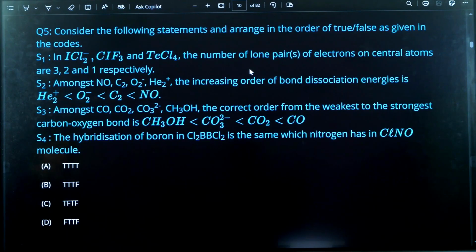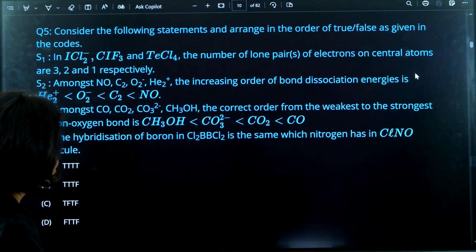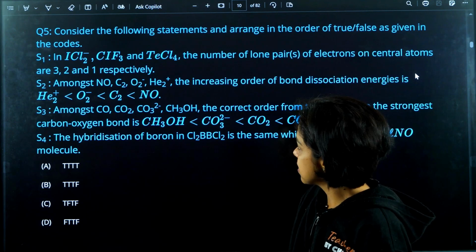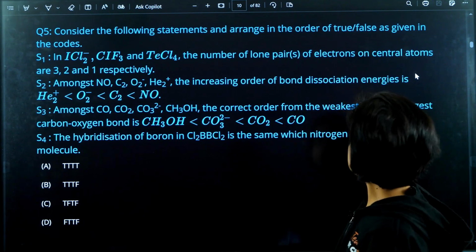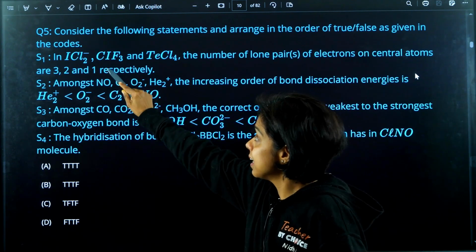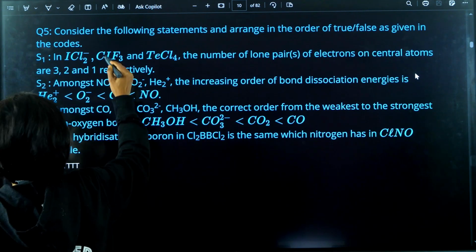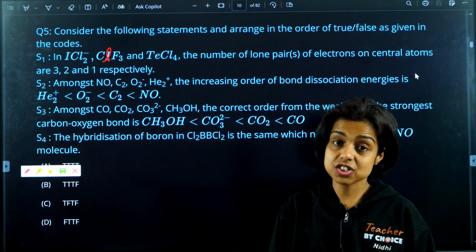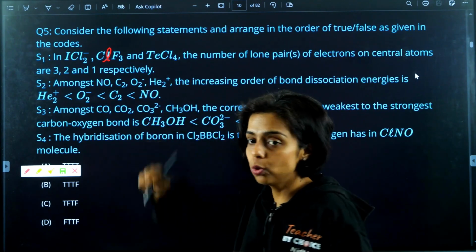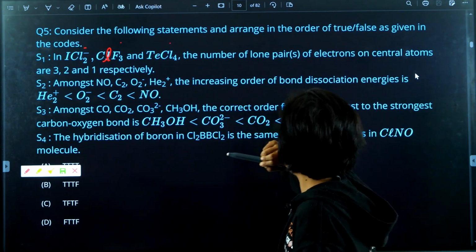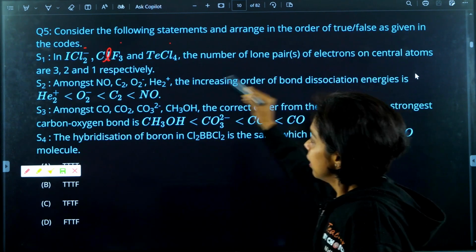Okay, now the next question, I can see, is from inorganic chemistry. Consider the following statements and arrange them in order of true or false as given in the codes. ICl2 negative, ClF3, TeCl4: the number of lone pairs of electrons on the central atom. In the first I have 3 lone pairs, 2 bond pairs. ClF3 is T-shaped, with 2 lone pairs. And here 1 lone pair, 4 bond pairs in TeCl4. So it has 3 lone pairs, 2 lone pairs, 1 lone pair. So of course it is a correct statement.